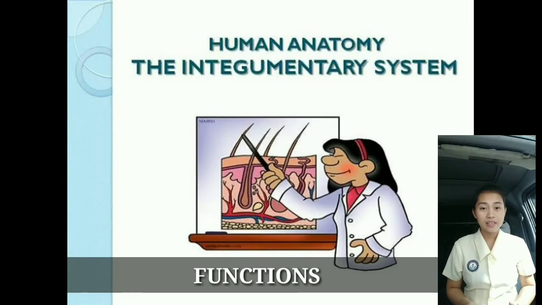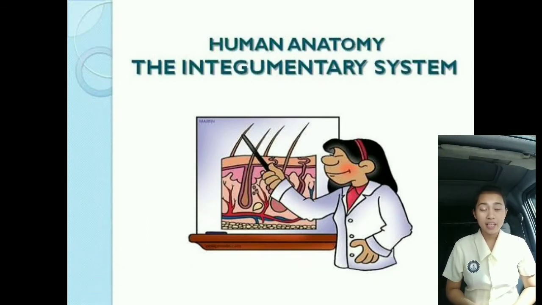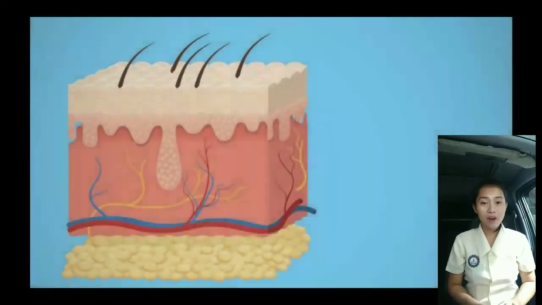So next one is the functions of the integumentary system. And again, integumentary system consists of skin and other accessory structures like the hair, nails, and glands. And it is also known as the biggest organ of the human body. So, ayun no, ang skin is an organ at hindi siya isang tissue. So let's move on to those functions.